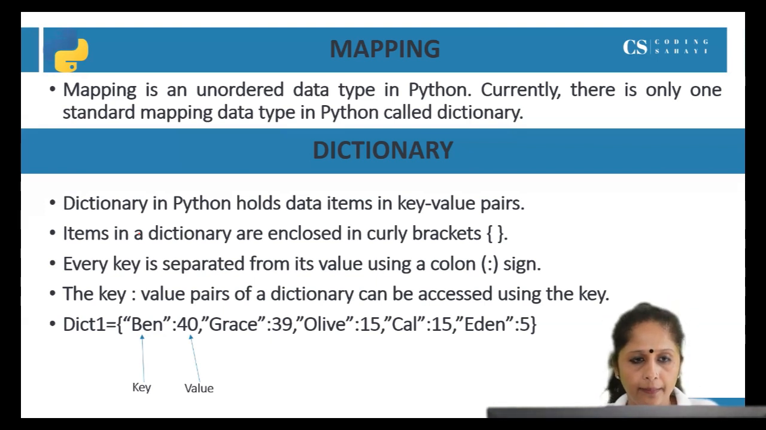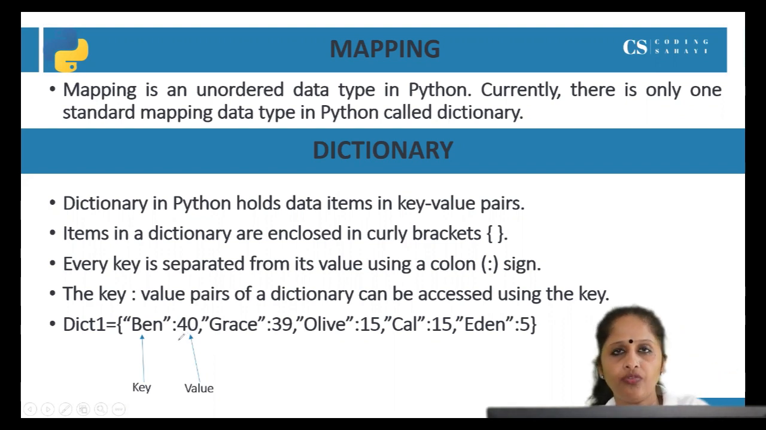So let's see the example. Here we have dict1, I am giving a variable name, any variable name can be given. dict1 is equal to, and inside curly braces we assign the dictionary. The first item is Ben colon 40. It is not one item like 1, 2 or Ben or 40. We have two parts in the first location itself, that is Ben colon 40.